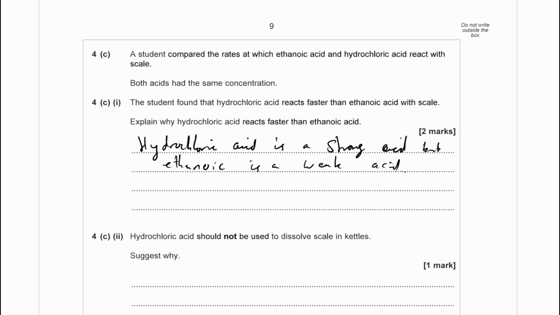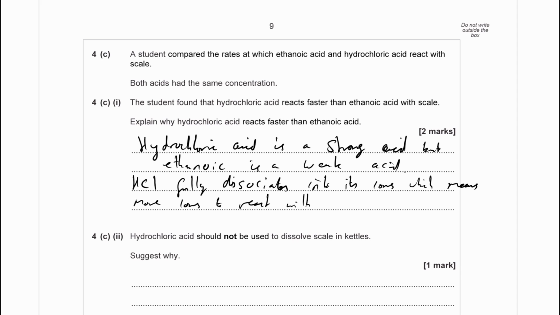Now, a strong acid means that it fully dissociates into its ions, whereas a weak acid means it doesn't. So HCl, I'm just going to shorten hydrochloric acid, fully dissociates into its ions, which means more ions to react with the scale. Alright, and that is more than enough.